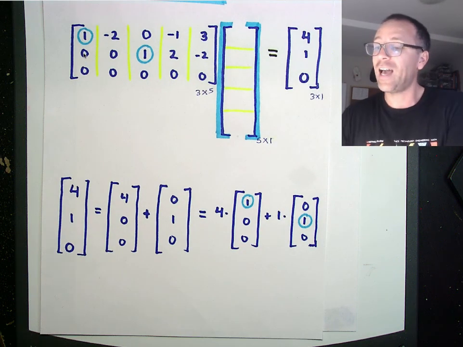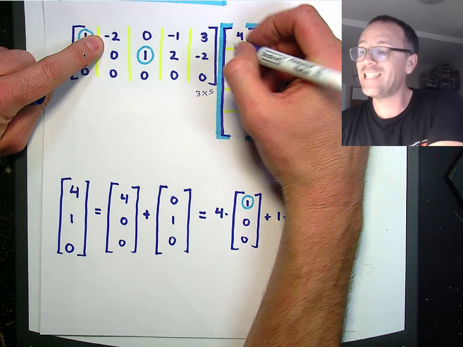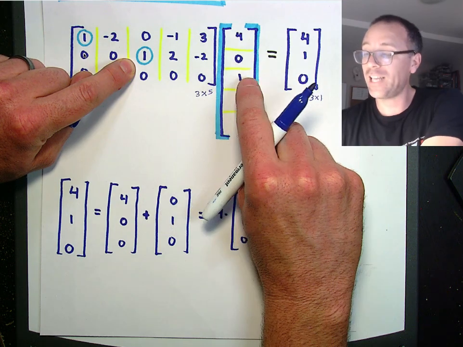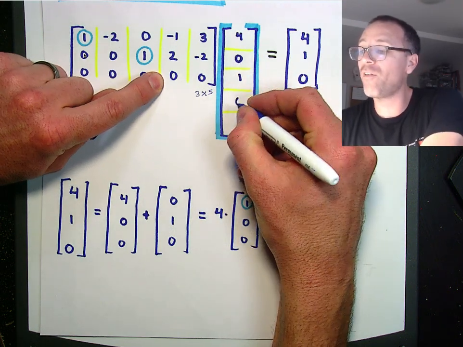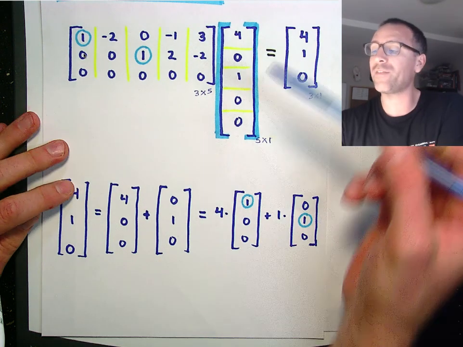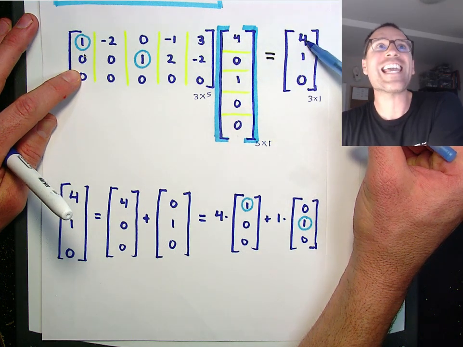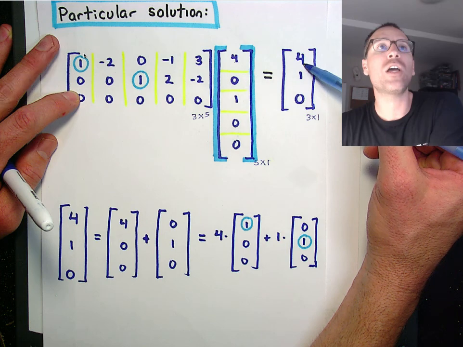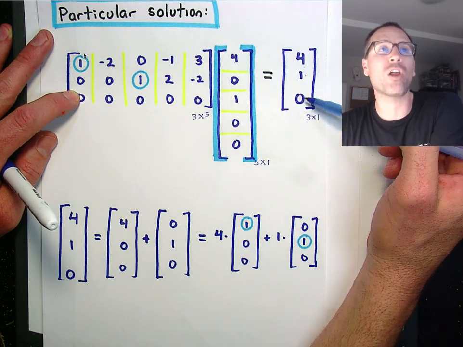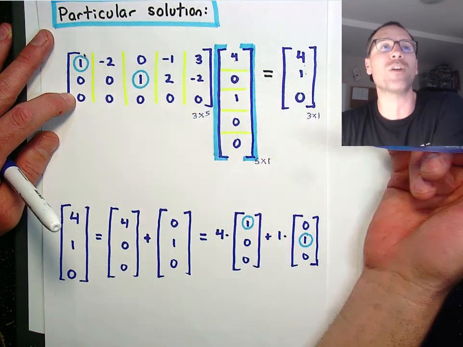Another way to say that is I need 4 of the first column, 0 of the second non-pivot column, 1 of the second pivot column, and then none of the other non-pivot columns, which is a really clever way of saying the number of pivot columns are actually hidden in this right-hand side vector here. So I needed 4 of the first pivot column, 1 of the second pivot column. There is no third pivot column, or another way to say that is the third row is all 0, so I'm not tripping on that one.